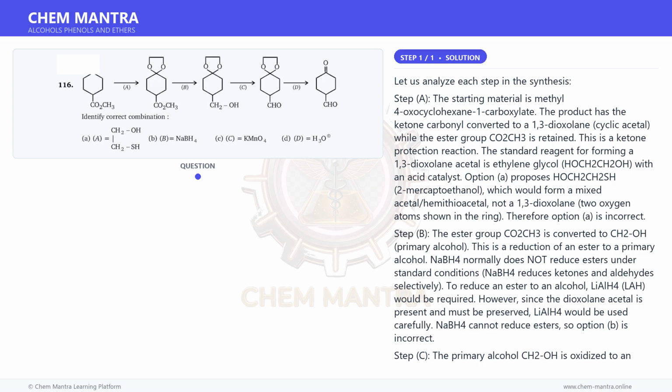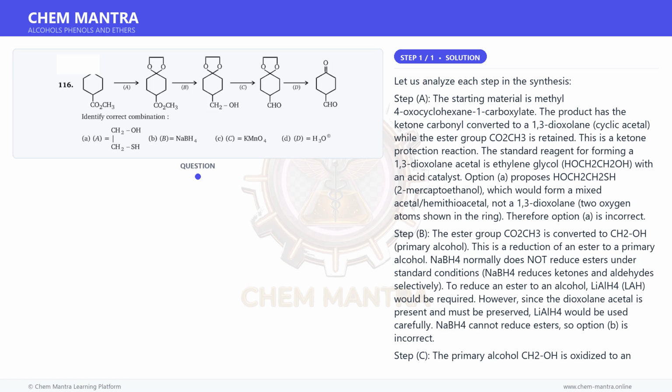Step A. The starting material is methyl 4-oxocyclohexane-1-carboxylate. The product has the ketone carbonyl converted to a 1,3-dioxolane cyclic acetal, while the ester group CO2CH3 is retained. This is a ketone protection reaction. The standard reagent for forming a 1,3-dioxolane acetal is ethylene glycol, HOCH2CH2OH, with an acid catalyst.